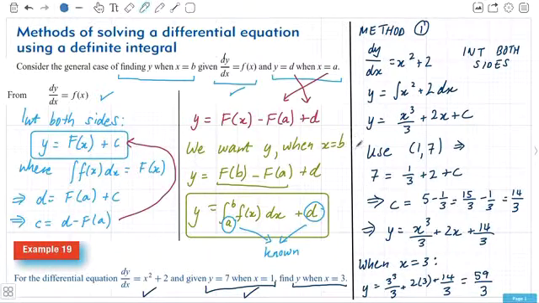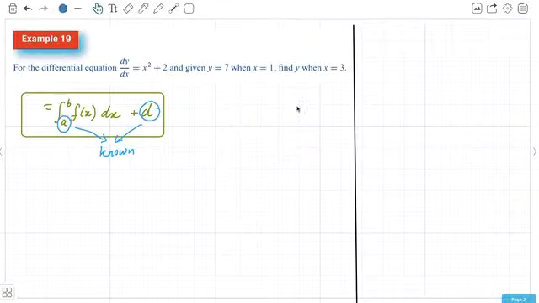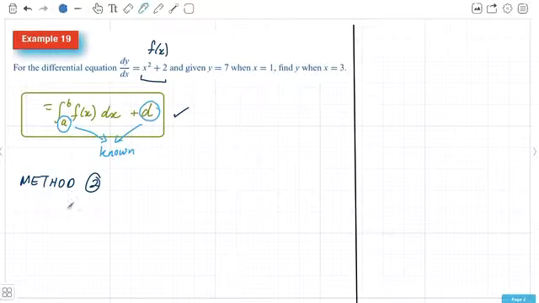Now what we're going to do is use the second method and use this new formula that we can utilise if, for example, we weren't able to integrate this easily. So now we're going to use a definite integral. I've just opened another page here. We're going to look at the second method of doing this problem, which is to use this formula here. So we're looking at the differential equation. This differential equation here would be our f of x, our little f of x.